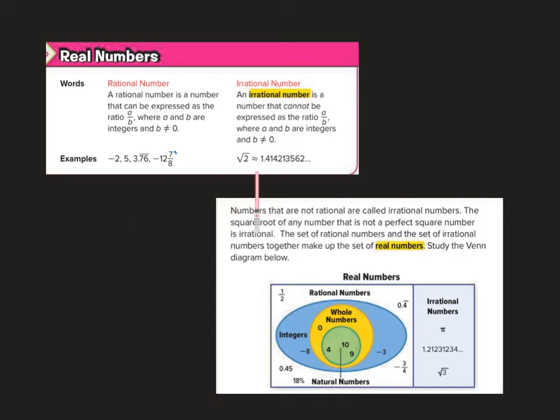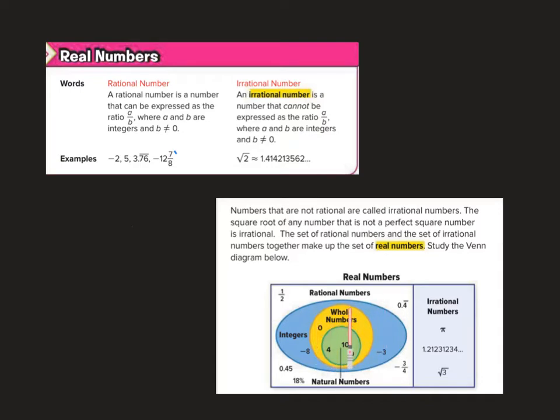So irrational numbers do not break down really easily. Numbers that are not rational are called irrational numbers. The square root of any number that is not a perfect square number is irrational. The set of rational numbers and the set of irrational numbers together make up the set of real numbers. Study the Venn diagram below.